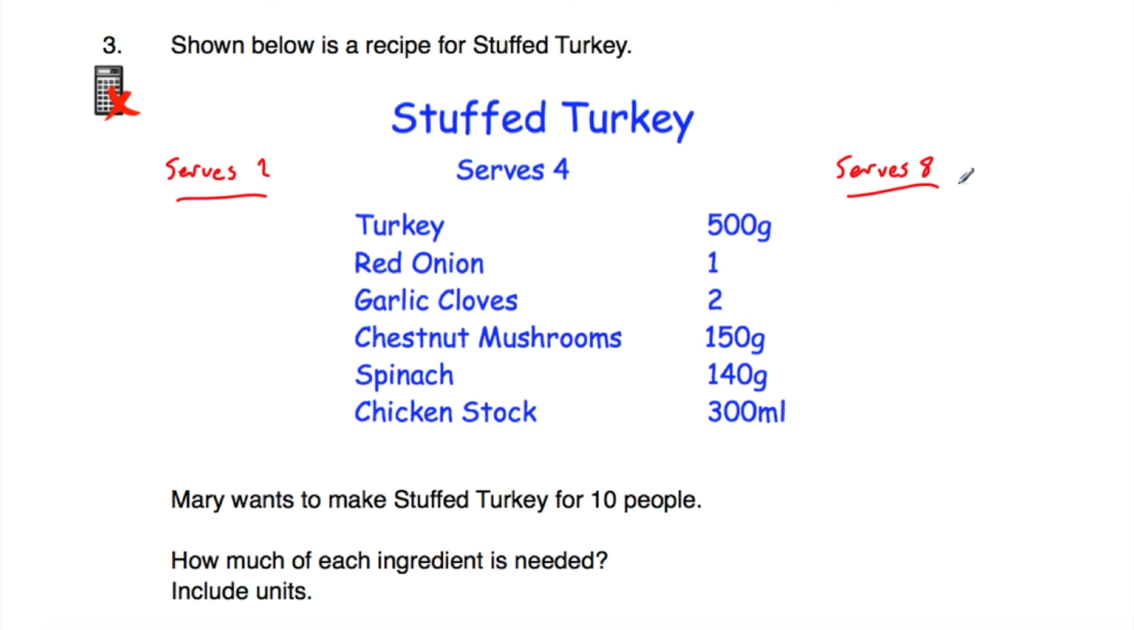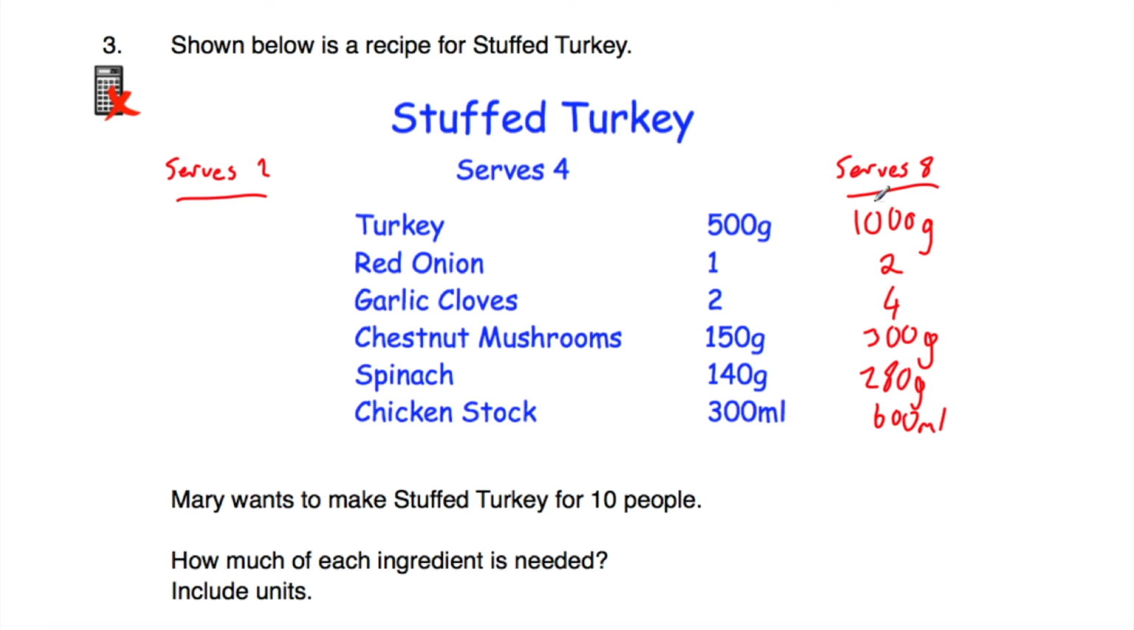So to find how much we'd need for 8 people, let's double all of these quantities. So 500 grams of turkey, doubled will be 1,000 grams of turkey. I could write 1 kilogram there, but I'm going to be adding something, so we're just going to leave it as 1,000 grams for the moment. We're doubling all of these, so 1 red onion, well, for 8 people that'd be 2 red onions. 2 garlic cloves, well, that'll be 4 garlic cloves. 150 grams of chestnut mushrooms, doubling that would be 300 grams of chestnut mushrooms. 140 grams of spinach, well, double that would be 280 grams of spinach. And finally, the chicken stock, 300 milliliters of chicken stock doubled would be 600 milliliters of chicken stock.